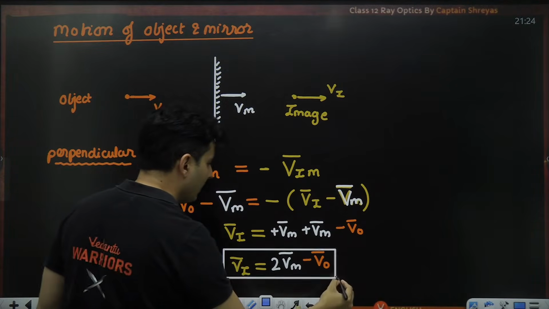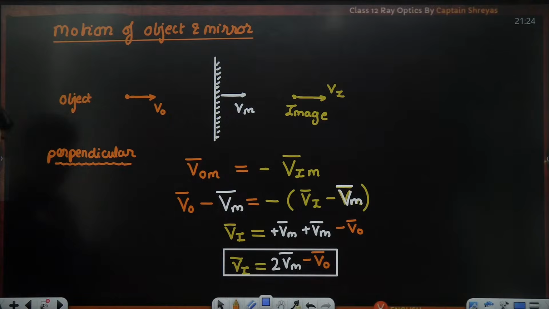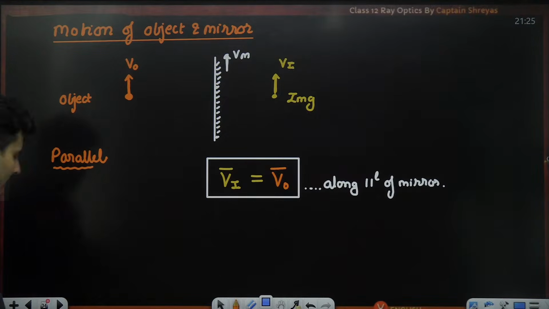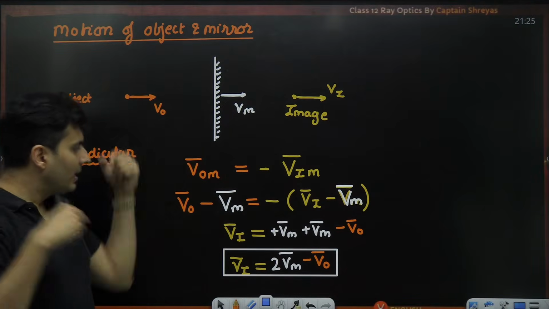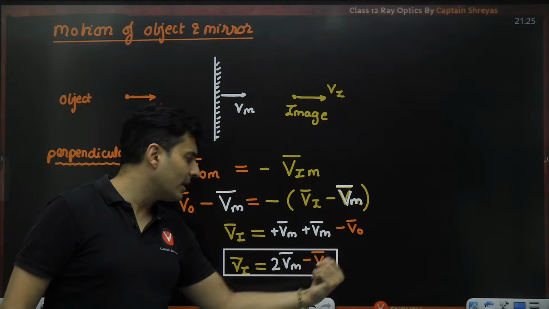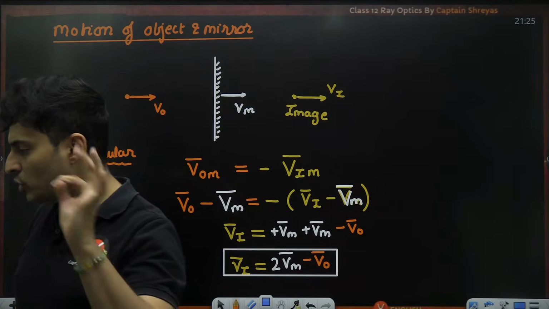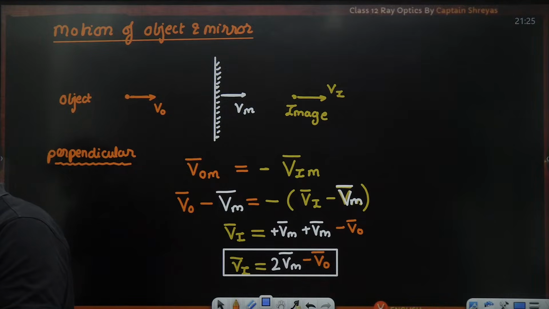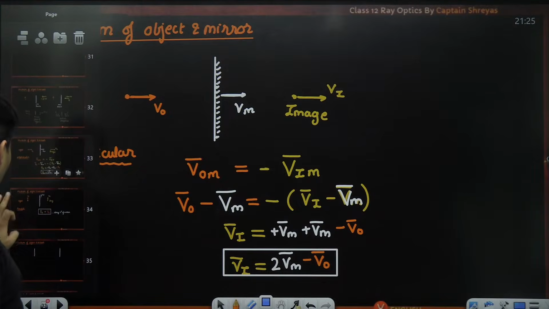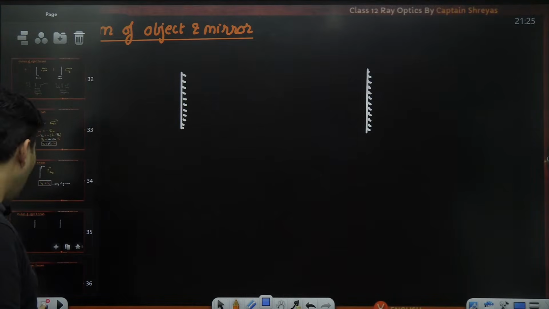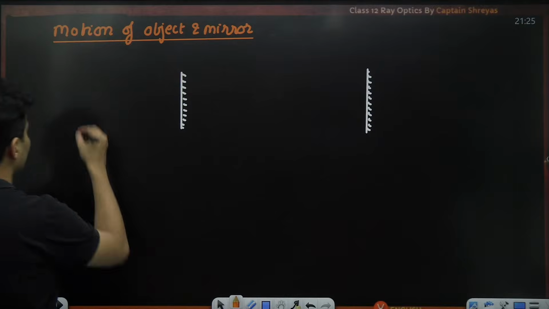This is again a very important relationship. This formula is very easy, nothing great. This is the main formula when things are perpendicular to the mirror. Vi is 2Vm minus Vo. Okay, perfect. Remember this equation. Now, let's solve the problems using this equation and you will see how easy it is to solve the questions.